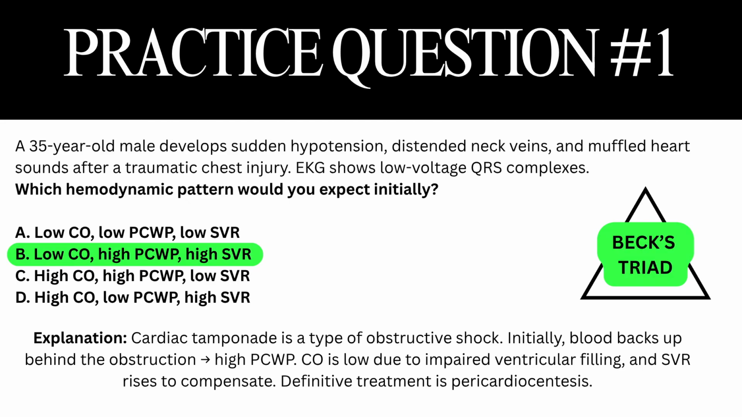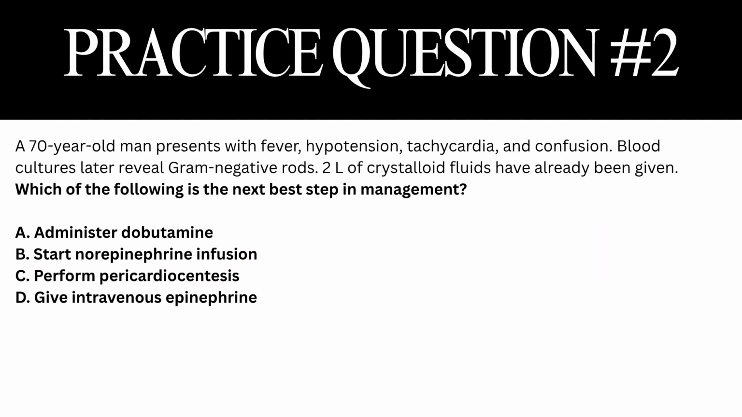Our answer is B. You might have noticed the hypotension, distended neck veins, and muffled heart sounds making up Beck's triad in the question stem. Beck's triad is characteristic of cardiac tamponade, a form of obstructive shock. In this form of shock, blood backs up behind the obstruction, leading to a high pulmonary capillary wedge pressure. Cardiac output is low due to impaired ventricular filling, and SVR increases to compensate. Definitive treatment will be with pericardiocentesis.